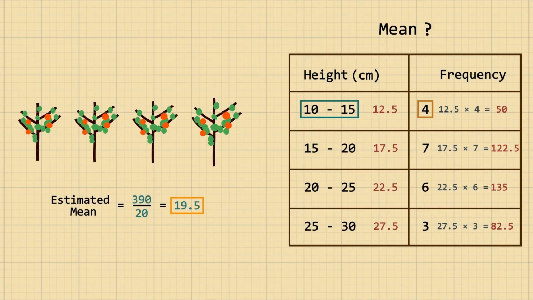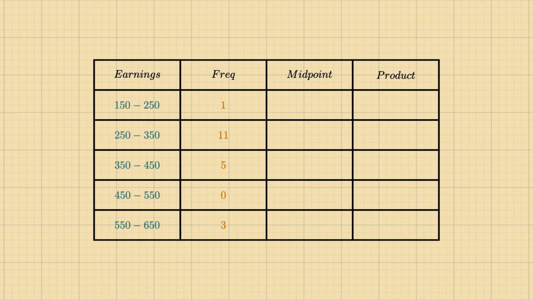Now let's try a problem involving grouped data. A table shows the weekly earnings of 20 people working at a shop. By the way, a very similar question appeared in a GCSE Foundation non-calculator exam. We are asked to work out an estimate of the mean weekly earnings per person. Now notice that the earnings are given in intervals, not exact values. This means we cannot calculate the exact mean, instead we have to estimate it.